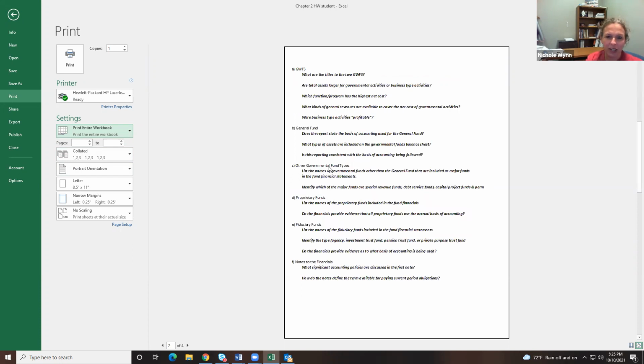All right, next page. The next page is for the Wichita CAFR. I'm going to have you pull up the Wichita CAFR again and answer these questions. I want you to go look at the general fund, and does the report state the basis of accounting used for the general fund? What types of assets are included in the governmental funds balance sheet? Is this reporting consistent with the basis of accounting being followed? Or list the names of the governmental funds other than the general fund that are included as major. You're just going to go through and answer those questions. It's number 16 in the book, and if you want more of an explanation than what I wrote as these bold questions, you can look there for more.